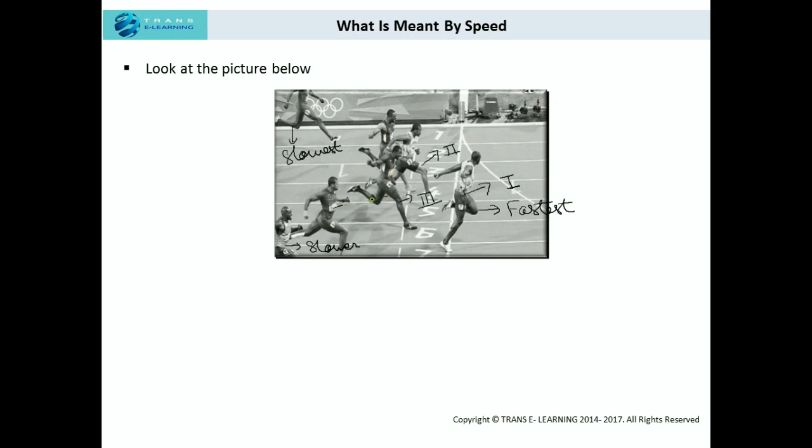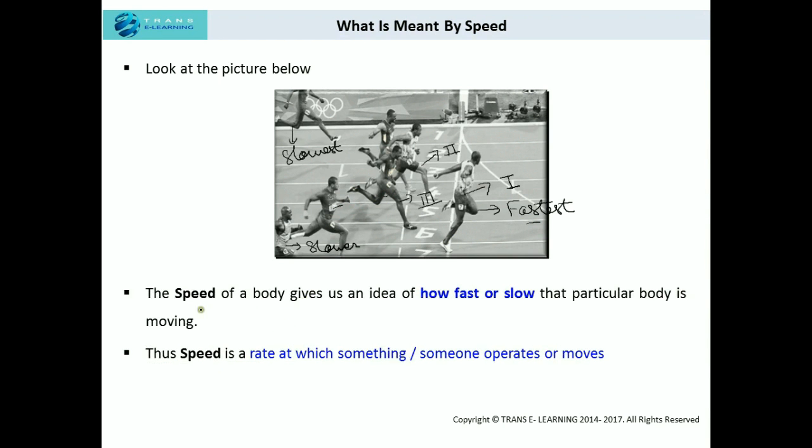So when I'm using these words fastest, faster, slowest, and slower, what do I mean by these words? Here comes the concept of speed in the picture. So what is meant by speed? The speed of a body gives us an idea of how fast or slow that particular body is moving. Because of the speed we can judge that this athlete is the fastest or this athlete is the slowest. So speed is the rate at which something or someone operates or moves.